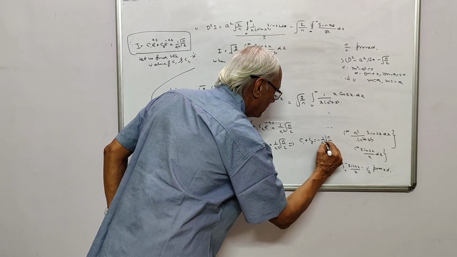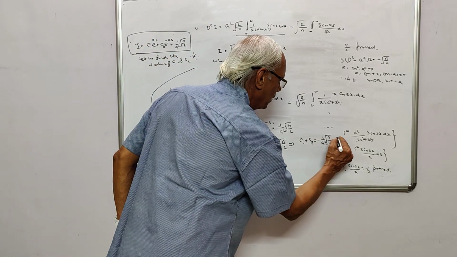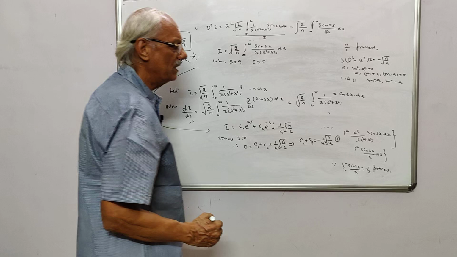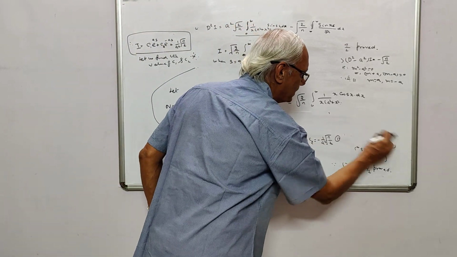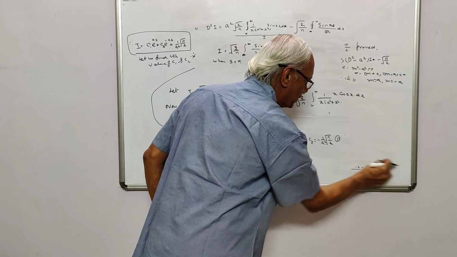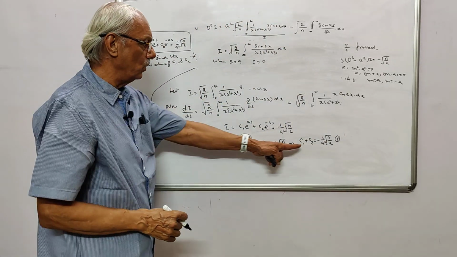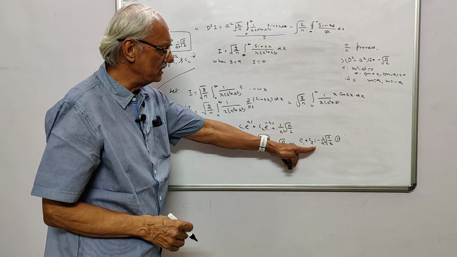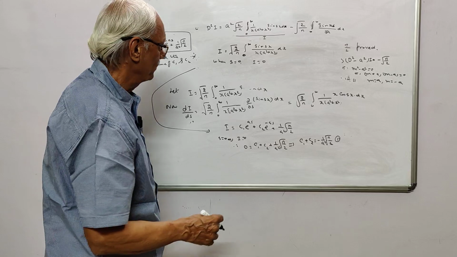So you see that I am able to get one equation. I am able to get one equation because for getting the value of C1 and C2, I must have two equations. I am able to get one equation as what? C1 plus C2 is equal to minus 1 by a squared into square root of pi by 2.